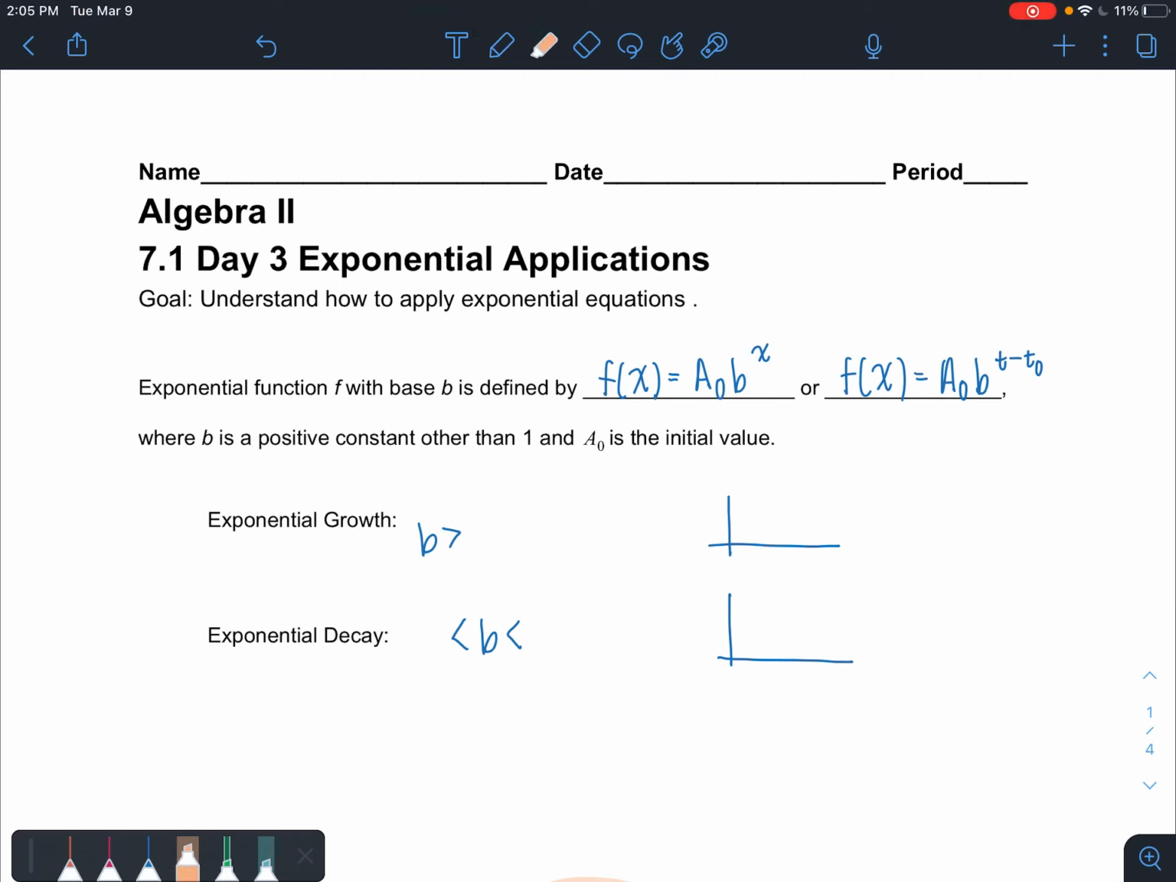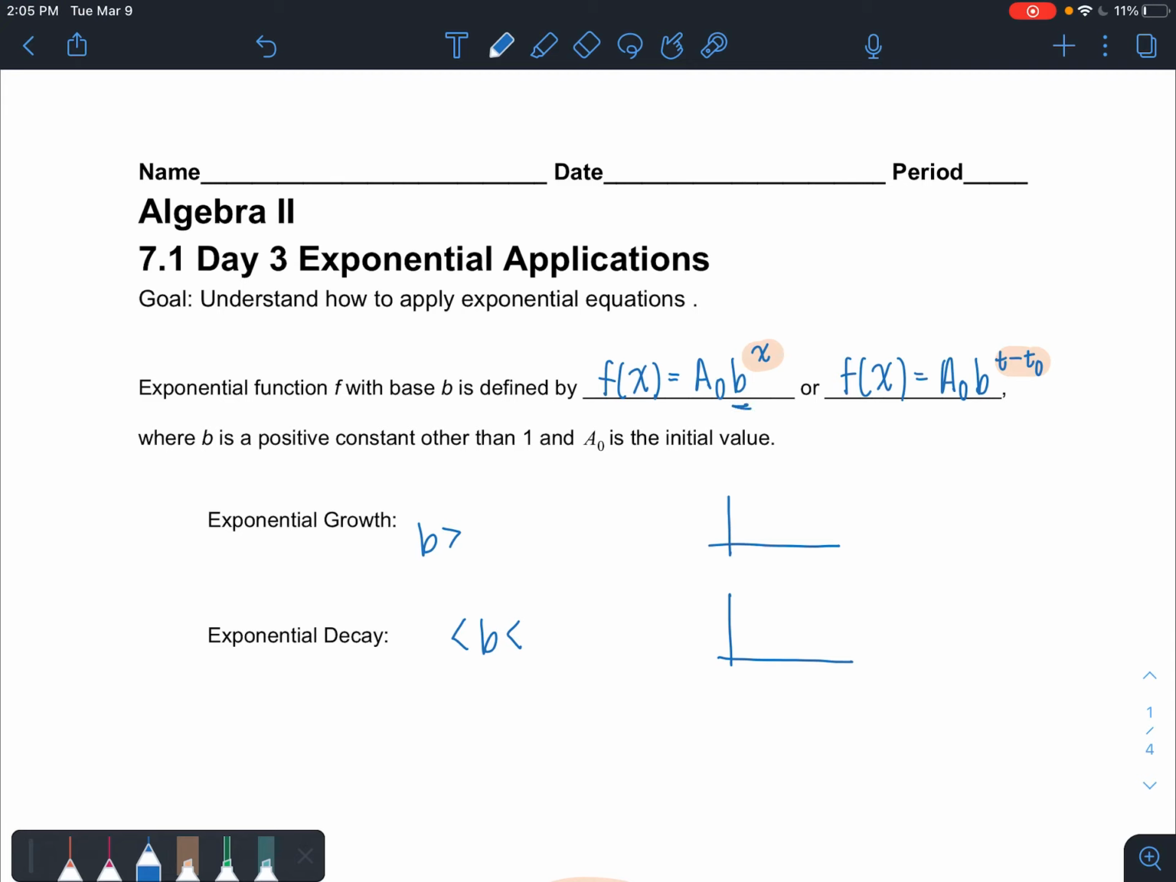Today we are using exponential application. We've already covered exponential functions. Here are the two equations that we've previously covered, and if you need to go over what each of those values are, you can go ahead. Just remember that x is used when we're given just the number of times the thing is repeated, and t minus t naught is used when we're given two times.